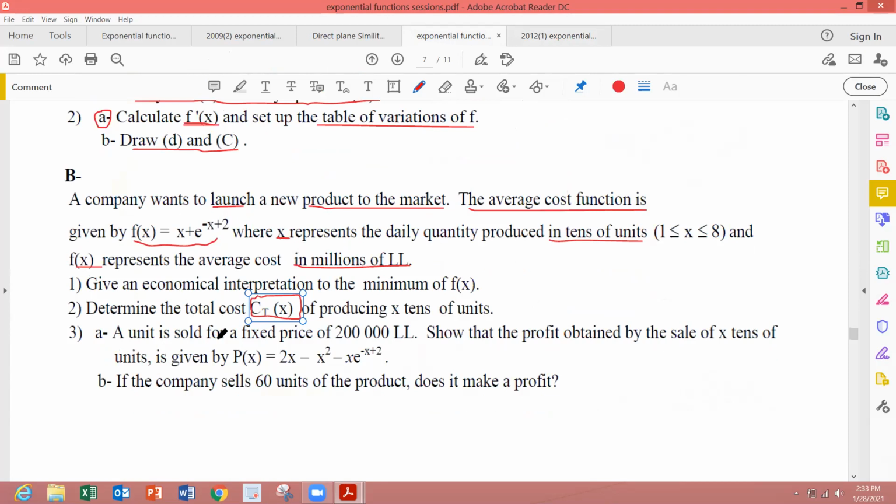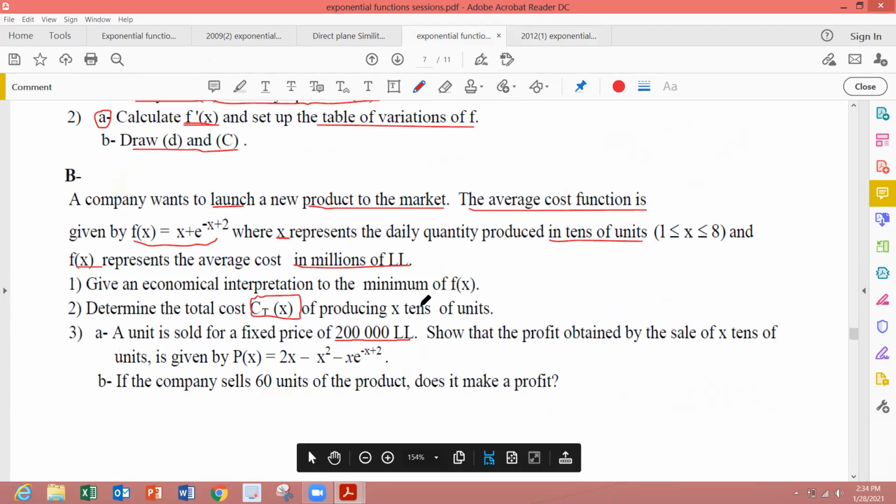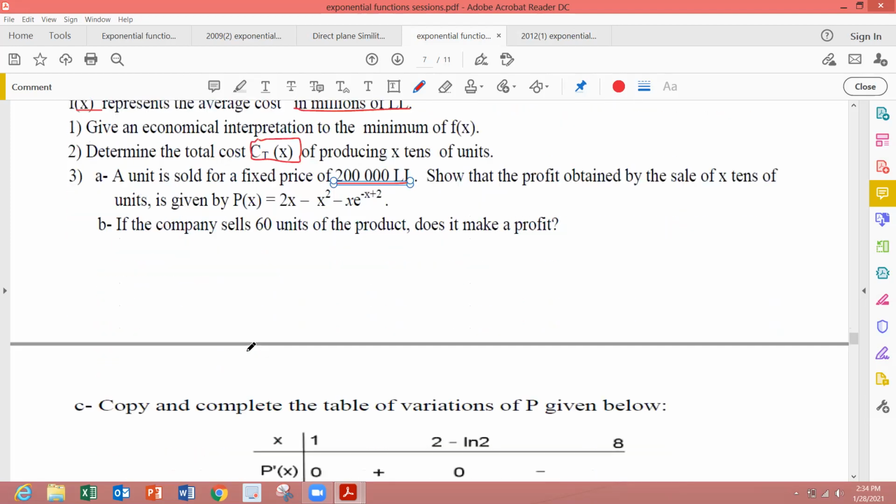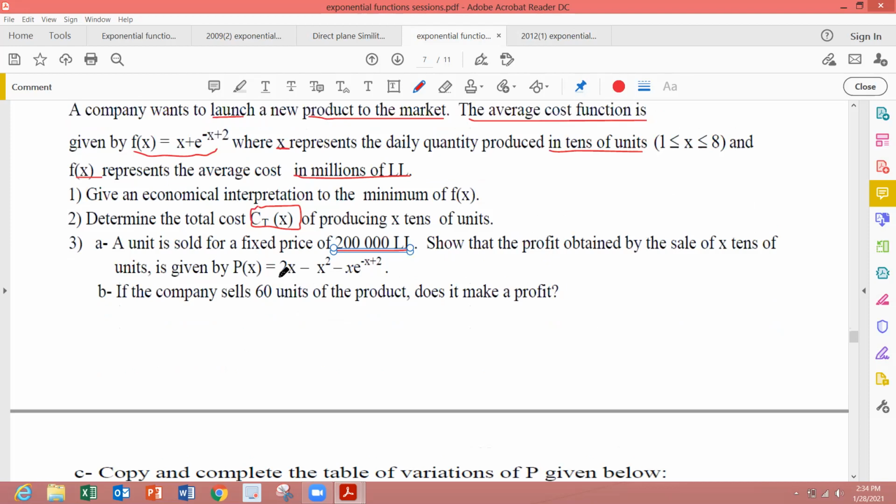A unit is sold for a fixed price of 200,000. Show that the profit is given by this relation. How to calculate the profit? We find the revenue. How do we find the revenue? Price over unit price times unit of x times x.